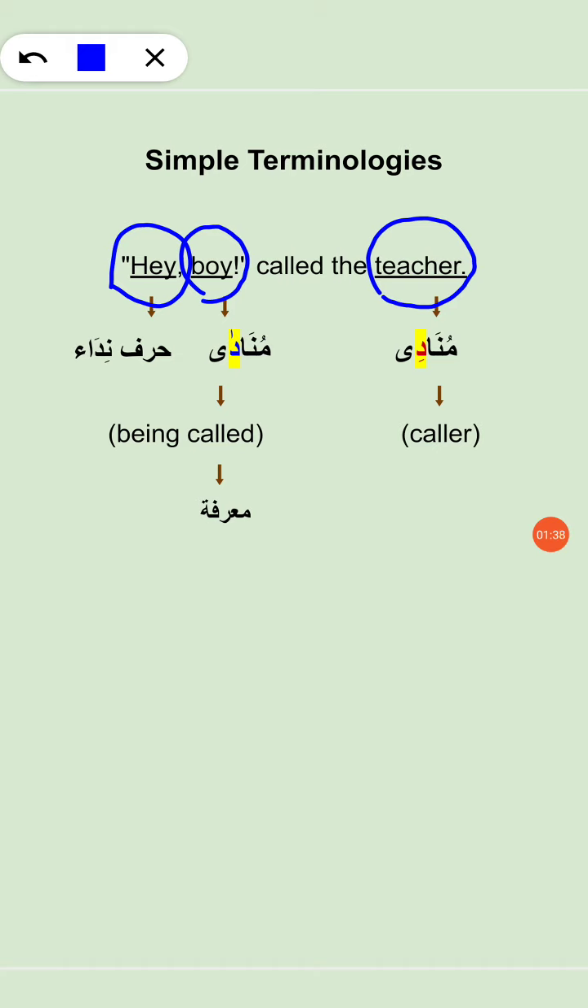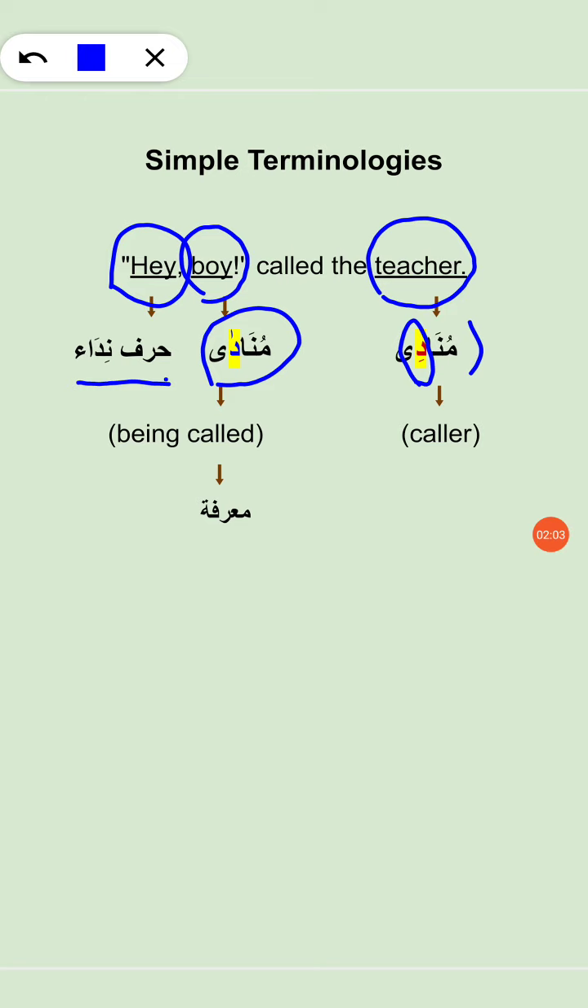Okay, so in Arabic, the one who is calling is called munadi, as you can see this kasra. The one who is being called is called munada, all right, and the harf or the word which is used to call out to someone is called harf nida.